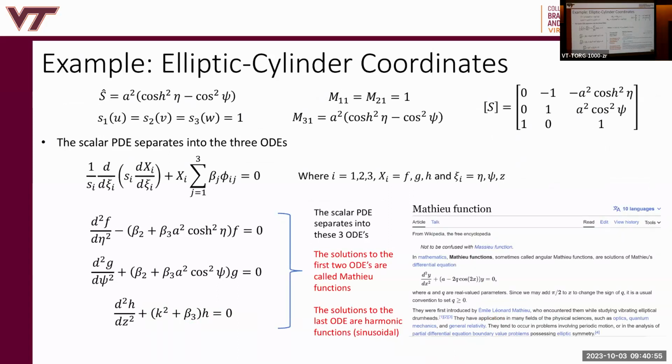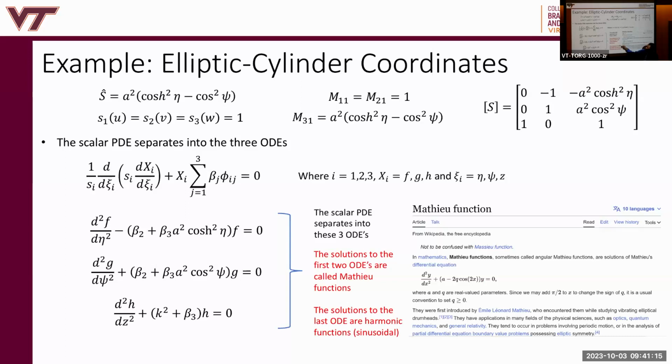Okay, so these are the three separated equations in this coordinate system. Remember, when you separate the PDE, then you get 3 ODEs, right? These are the 3 ODEs for that coordinate system. And you can start to solve these now because these are ordinary differential equations. So it separates into 3 ODEs using the stoichiomatrix information.